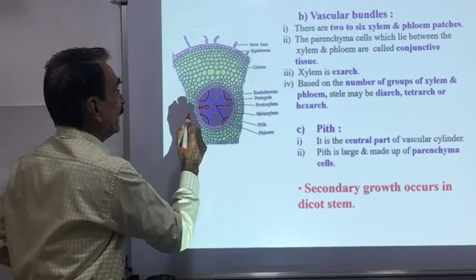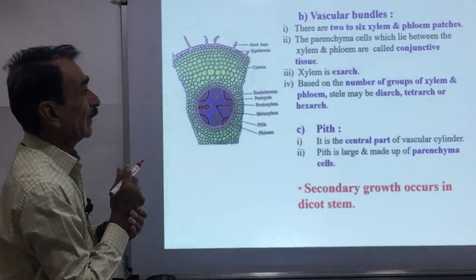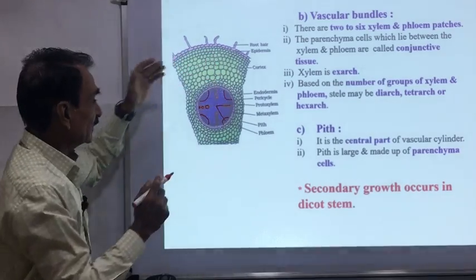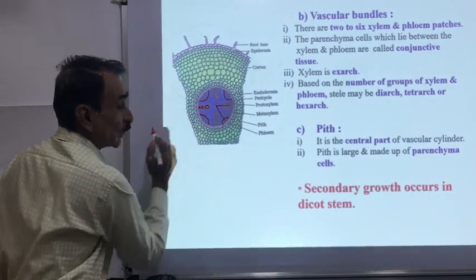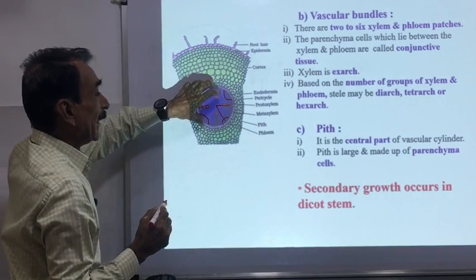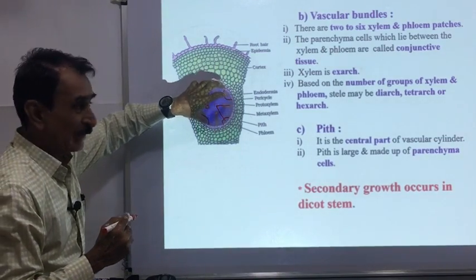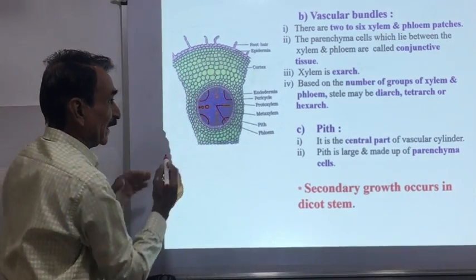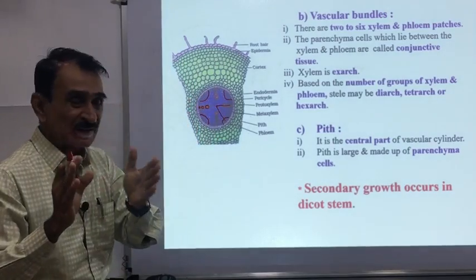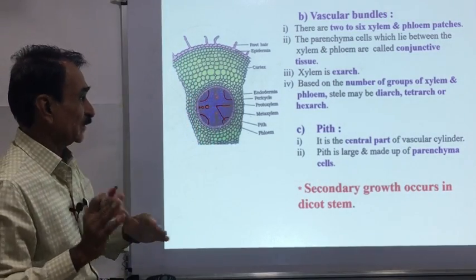Parenchyma cells which lie between the xylem and phloem are called conjunctive tissue. Xylem is exarch, which means protoxylem elements are present toward the periphery and metaxylem elements are present toward the center. Depending upon the number of groups of xylem and phloem, the stele may be diarch, 2 groups, tetrarch, 4 groups, hexarch, 6 groups, or polyarch, many groups.